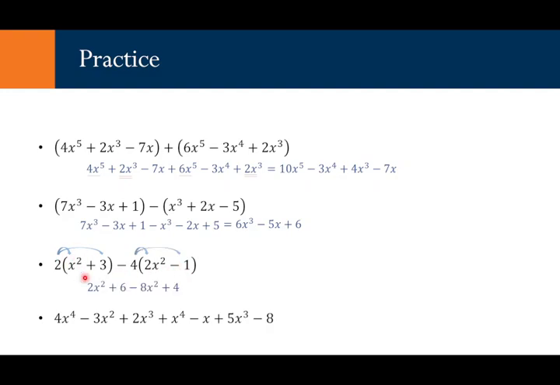So 2 times x squared is 2x squared, 2 times 3 is 6. Negative 4 times 2x squared is negative 8x squared, and negative 4 times negative 1 is positive 4. And then you combine like terms. 2 of these minus 8 of these is negative 6, and positive 6 plus 4 is 10.